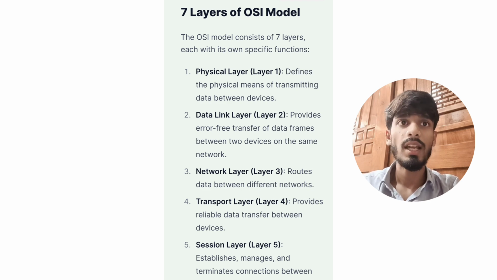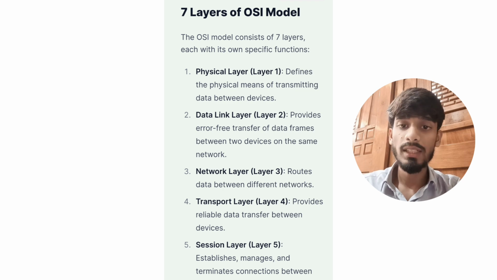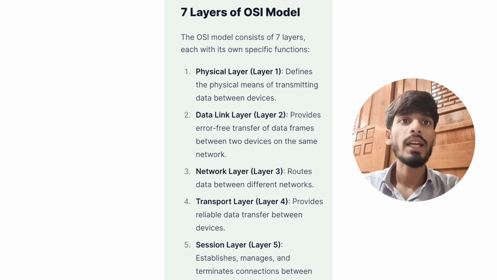Third layer is the network layer. What does the network layer do? It routes data between different networks. Now the fourth layer is the transport layer. It provides reliable data transfer between devices. Fifth one is the session layer. It establishes, manages and terminates connections between applications.